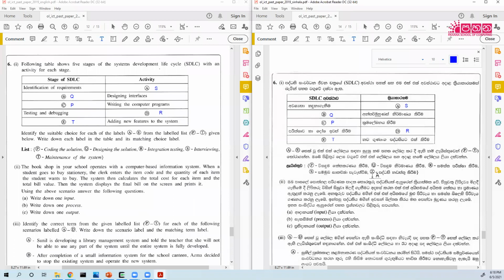So it should be T. So not that difficult. It's a direct question, 1-to-1, right? If you have gone through the notes carefully, this won't be that difficult.